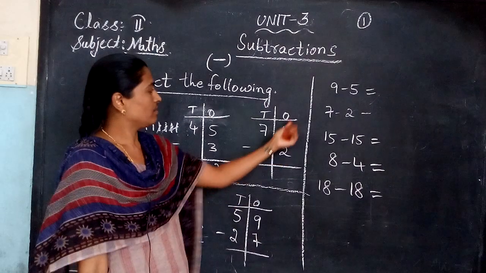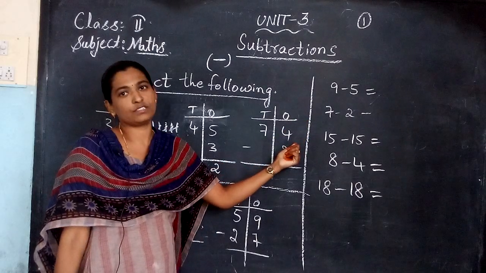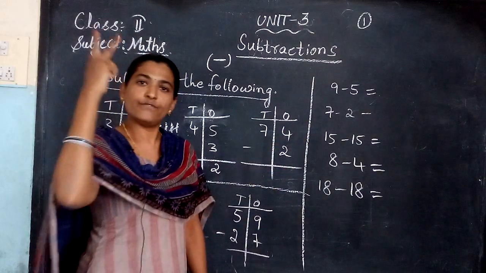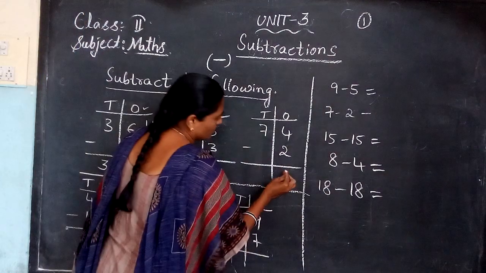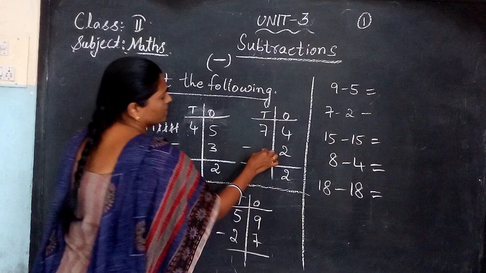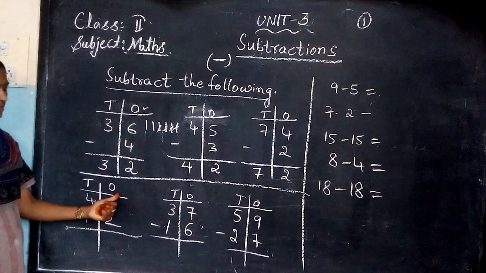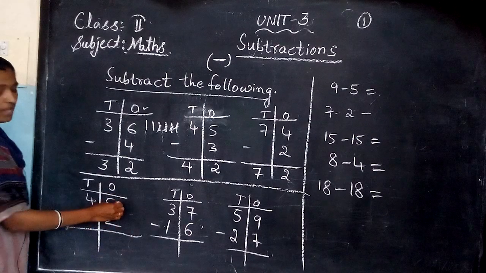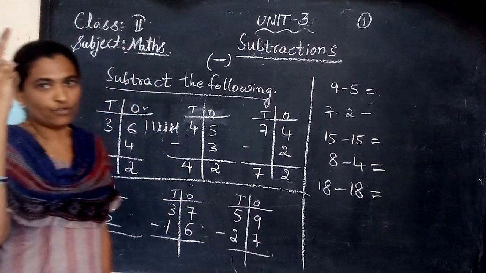Next here, from the ones column onwards you should count. What is there in the ones column? 4 minus 2. 4 in the mind, 2 in your fingers. 4 before, 3, 2. Here no number is there in the tens column, so the same number will come. Here in the ones column, 5 minus 2. 5 in the mind, 2 in your fingers. 5 before, 4, 3.